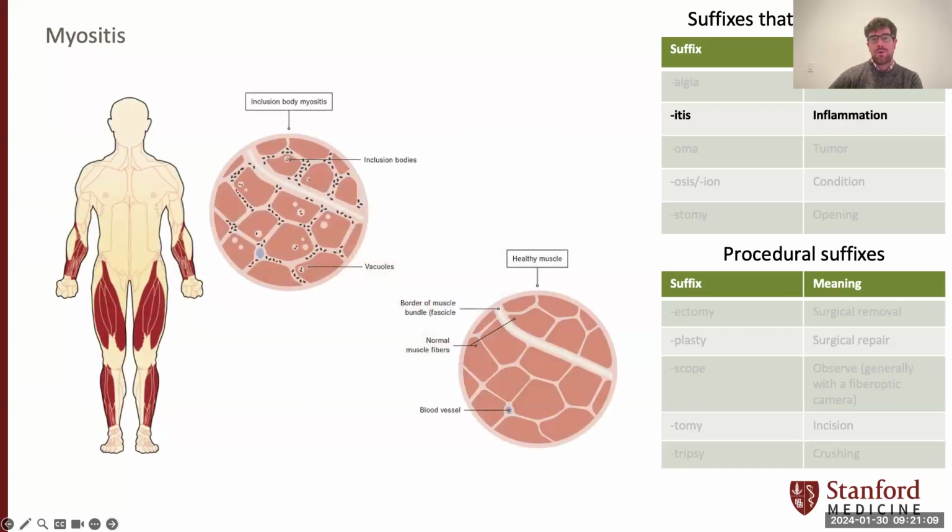Myositis is abnormal inflammation of the muscle. So it can present with abnormal myalgias or muscle pain or muscle weakness. So this is actually your body attacking the muscle, or can actually be an infection in the muscle causing myositis. So this is inflammation in the muscle.